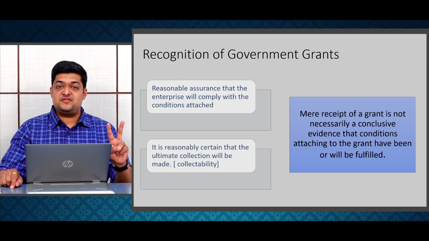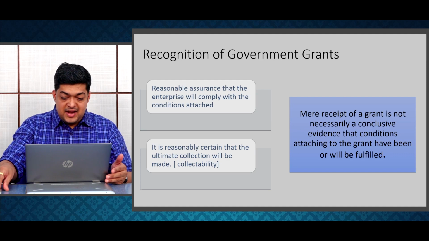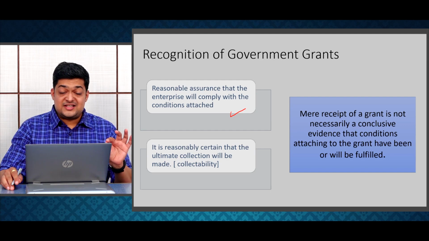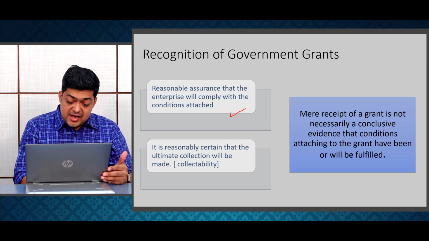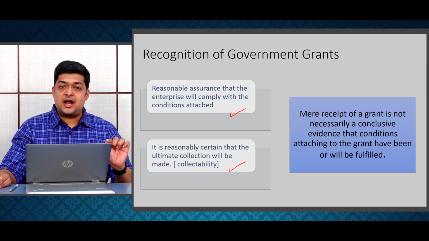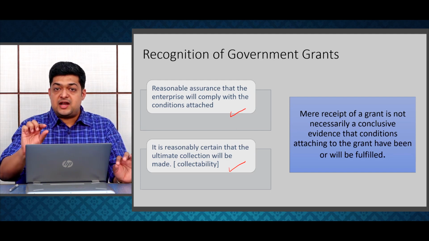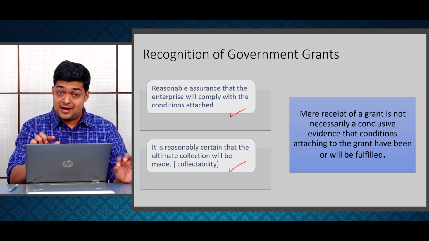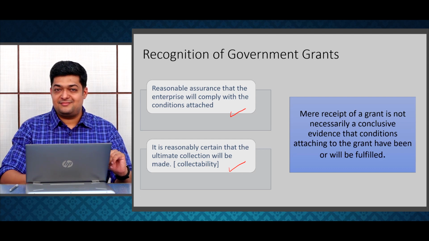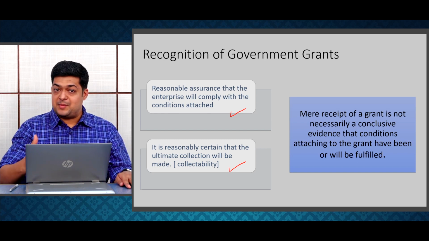There are two conditions which are important before we recognize a government grant. Condition number one is reasonable assurance that the enterprise will comply with the conditions attached, and two is collectability. So there is reasonable certainty that ultimate collection will happen. These are the two conditions. First one is reasonable assurance that whatever conditions are given for the government grants, the entity will comply with those conditions. Second is collectability. There is reasonable certainty that the grant will be ultimately collected.